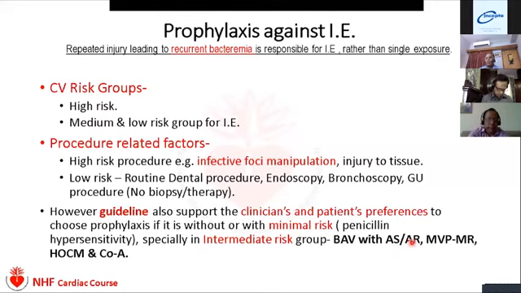aortic stenosis or aortic regurgitation, especially with a bicuspid aortic valve, because here the jet of aortic regurgitation or aortic stenosis is usually eccentric, and that produces more damage to the endothelium. The same is true for mitral regurgitation, especially when associated with mitral valve prolapse. It produces an eccentric jet, and the chance of injury to the endothelium is more likely.